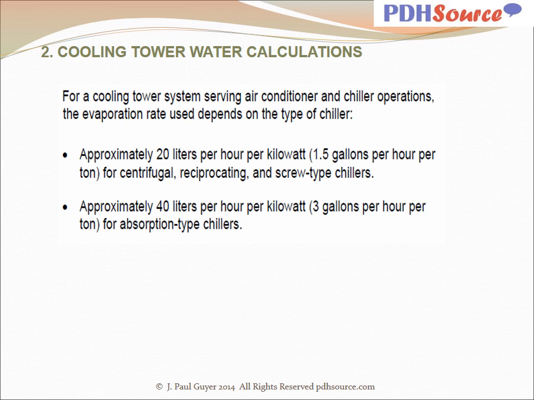For a cooling tower system serving an air conditioner and chiller operations, the evaporation rate used depends on the type of chiller. Approximately 1.5 gallons per hour per ton for centrifugal, reciprocating, and screw-type chillers, and approximately 3 gallons per hour for absorption-type chillers.